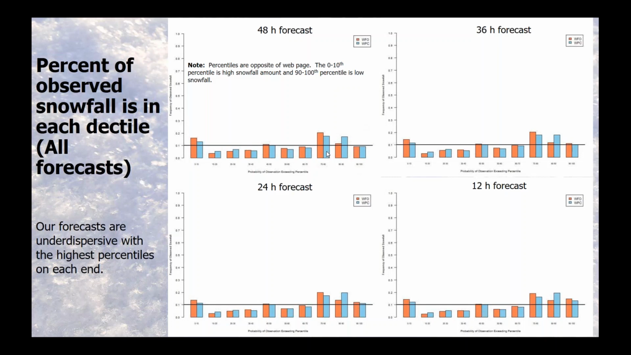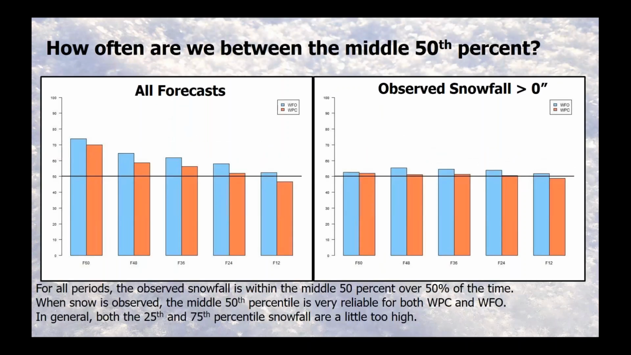So while our ensemble is a little bit under dispersive because we're not quite as high as we want to be, it's actually still only hitting this area 2 to 5% more often than what it should. So I think you can come away with this thinking it's a pretty reliable ensemble and pretty reliable probabilities that we're using. Another way we can look at this is looking at the middle 50th percentile.